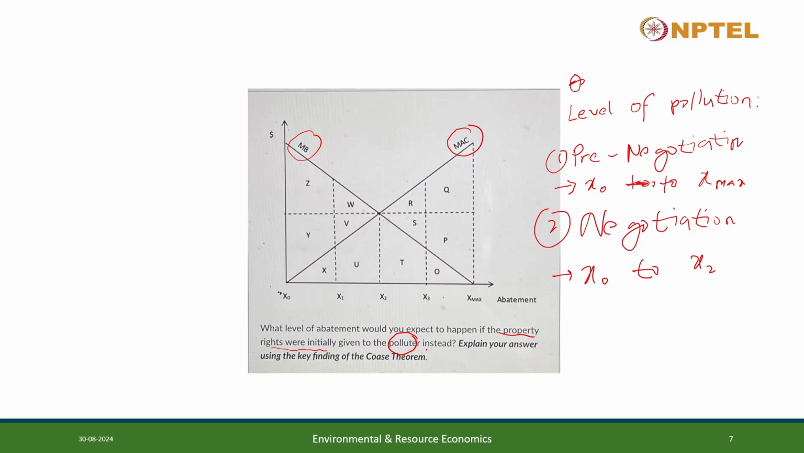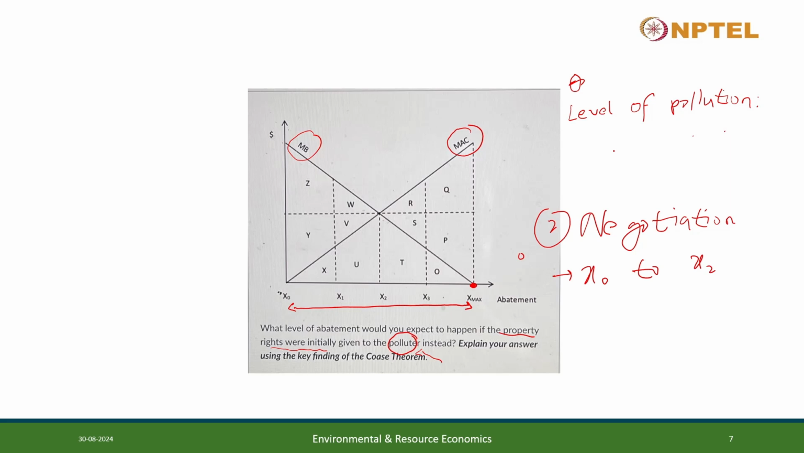So, one more time we will discuss it here. In this case, the polluter has the right to pollute because it's his property. He will pollute till the point where his marginal benefit of production MB is equal to 0. Till this point, he will pollute in case 1 when there is no negotiation. Am I clear? Therefore, the level of pollution in the pre-negotiation case will be X max, that is X0 to X max will be the value. Is it clear?